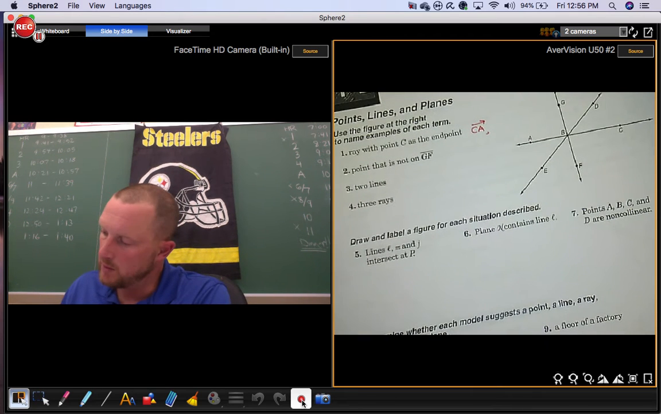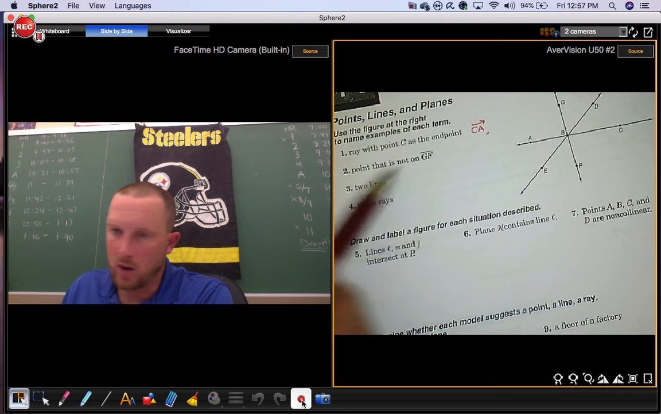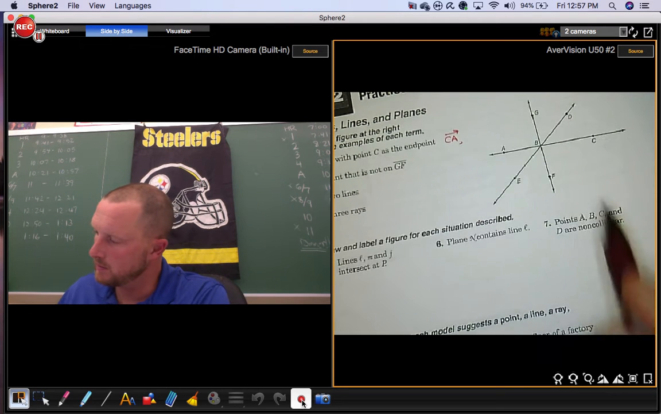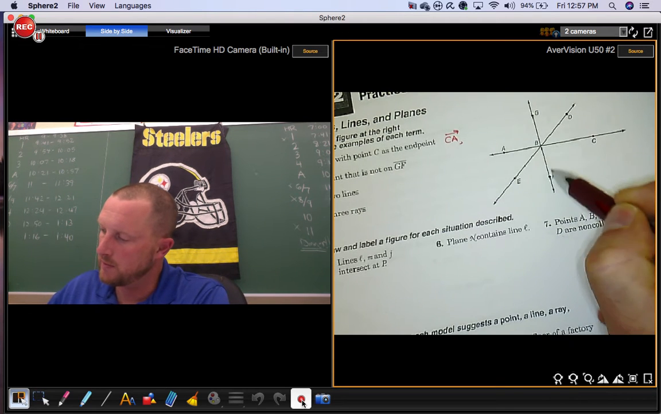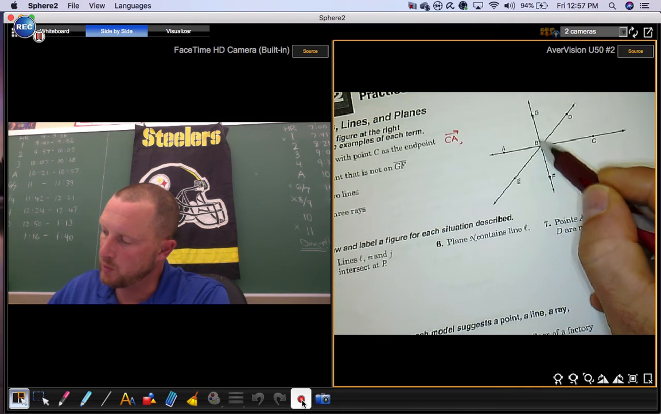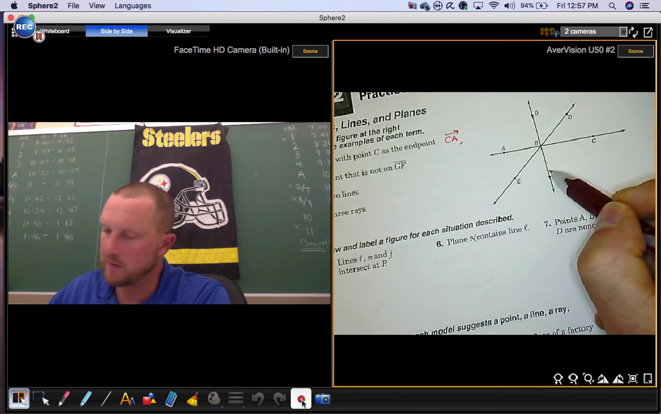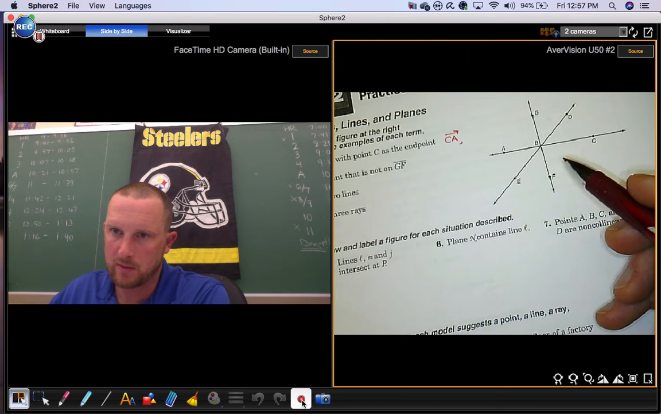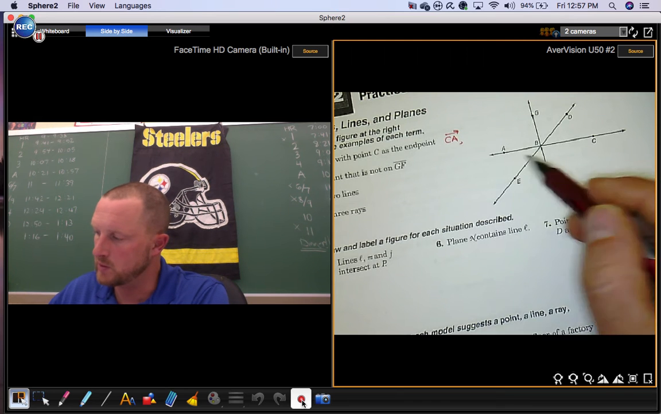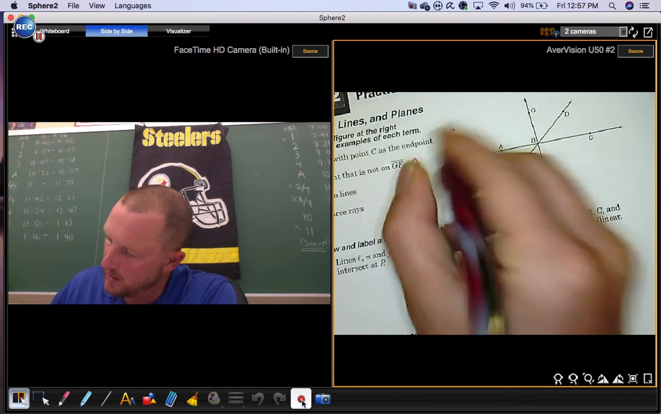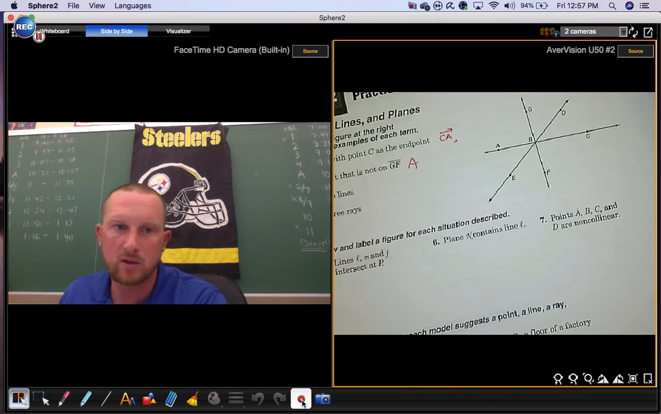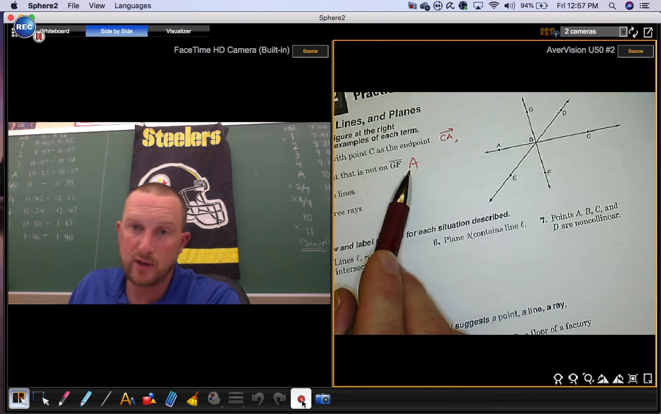Number two, we need a point that is not on segment GF. So here's segment GF. I notice that point B is on segment GF. What point is not on it? It's up to you which one you pick. I'm going to pick point A. Point A is definitely not on that segment. When you see this, you read it as point A.